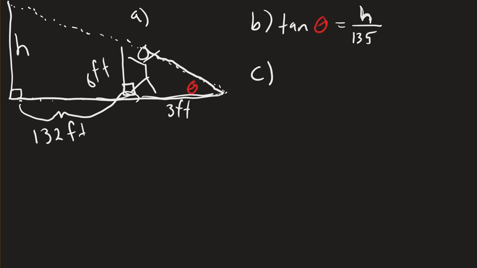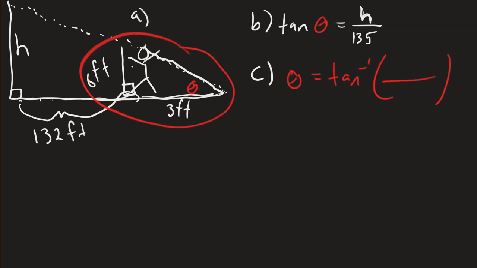Okay, part C, you could solve this in two fairly easy ways. Now part of the problem of solving B is that you can't solve this yet because you've got two variables. You don't know theta, you don't know h. Those are both variables. You can only solve an equation if you only have one variable. So since h is our end goal here, realize that you could find theta by doing inverse tangent. So this is where the small triangle comes into play. And the small triangle opposite over adjacent would be 6 over 3.